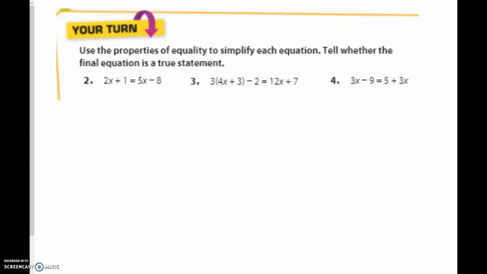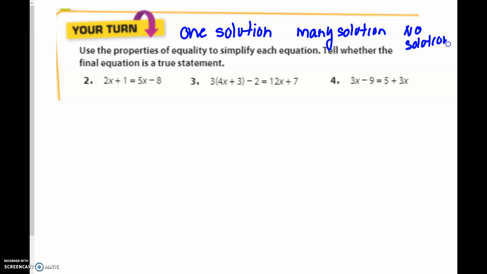All right, so when we look here, we have three different problems, and what we want to know is if there's one solution, if there's many solutions, or none, or no solutions. So we've been saying for this many solutions, we've been saying all real numbers. Okay, so it's the same thing that we have been doing.